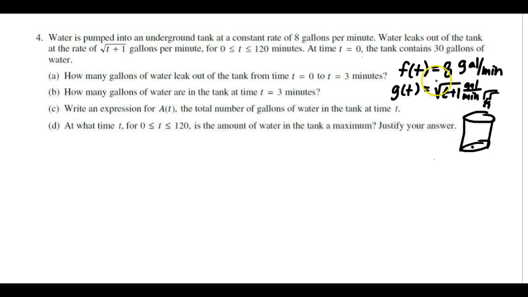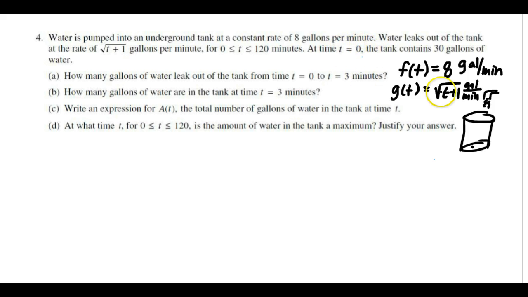So after 1 minute has passed, water is coming out at a rate of radical 2, because 1 plus 1 is 2, so radical 2. But after 10 minutes has passed, water's coming out at a rate of radical 11 now, because 10 plus 1 is 11. So let's say that hole in the bottom is expanding as time goes on. So that's why more and more water is leaking out, but the faucet that's pouring it in, nothing's wrong with that, so it's coming out at a constant rate every time.